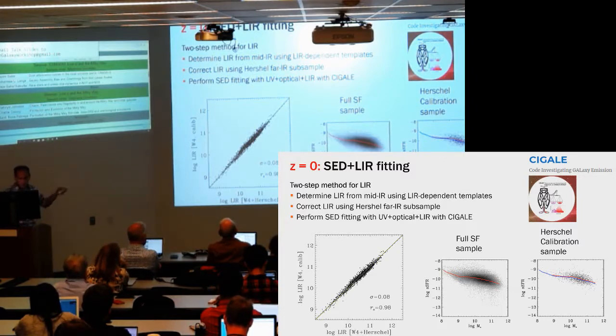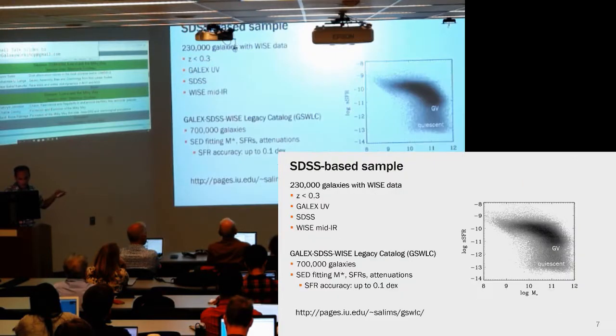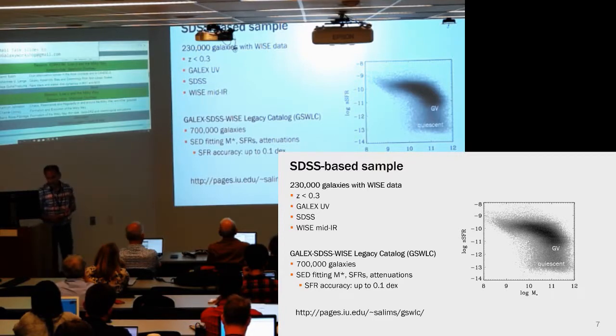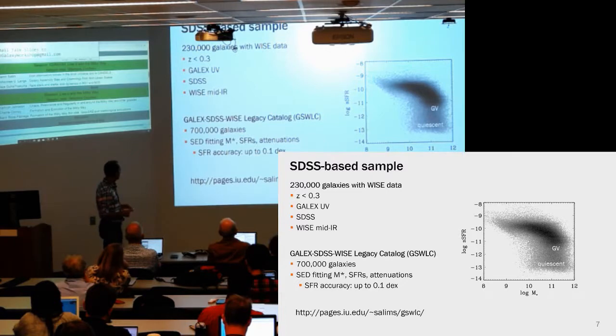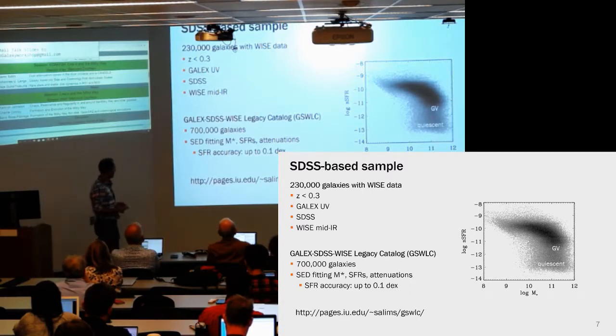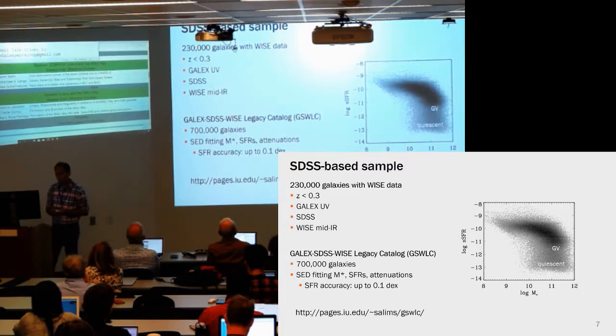So now we do the SED plus LIR fitting for the sample. That is something like 250,000 galaxies from SDSS. We also use GALEX for the ultraviolet. This is part of a bigger catalog that has something like 700,000 galaxies, including the ones for which we do not have infrared information. It's publicly available, the GALEX SDSS WISE Legacy catalog, and has star formation rates, stellar masses, and other things that you want to know at low redshift.